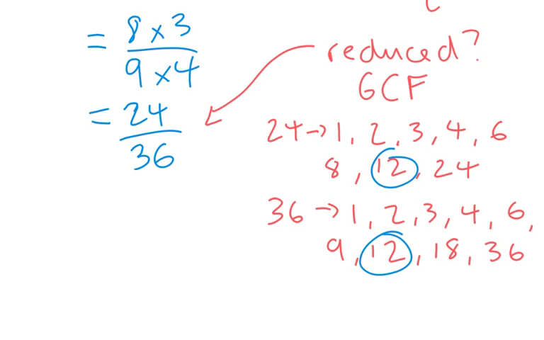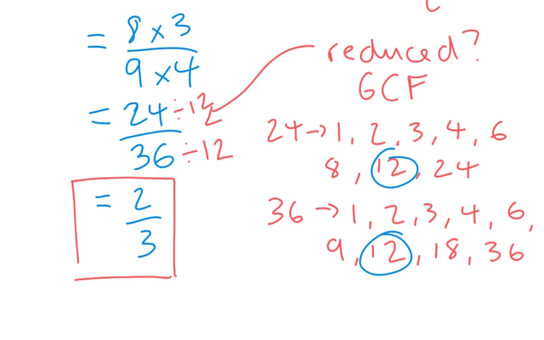So what I'm going to do now is divide the numerator by 12, and I'm also going to divide the denominator by 12. 24 divided by 12 is 2, and 36 divided by 12 is 3. And that is our final answer, since 2 over 3 cannot be reduced any further.